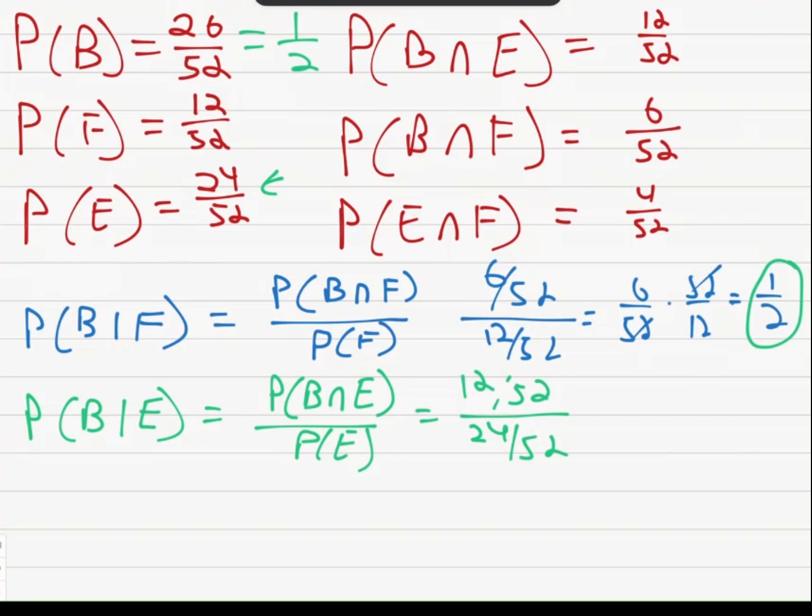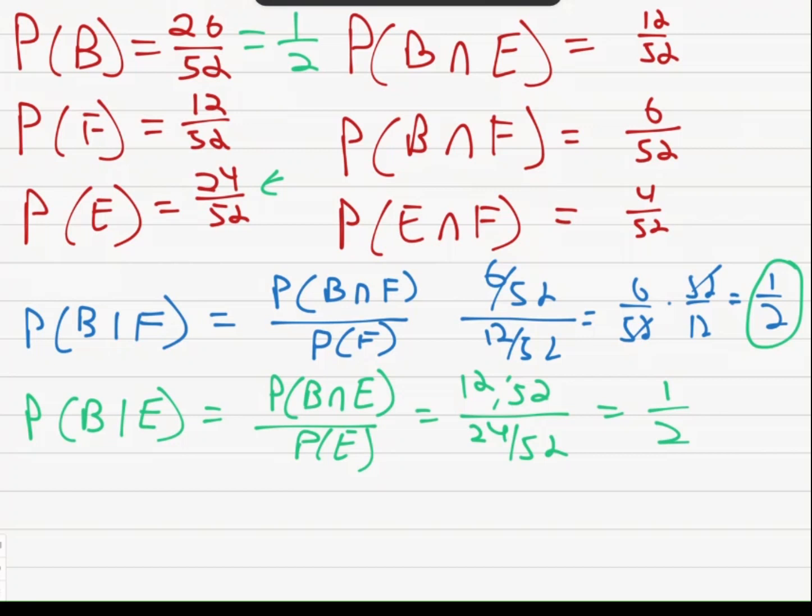So once again, I think you can see that we end up with 1/2. These sets are independent because the probability of drawing a black is the same whether I've drawn an even card first. Half of the even cards are black.